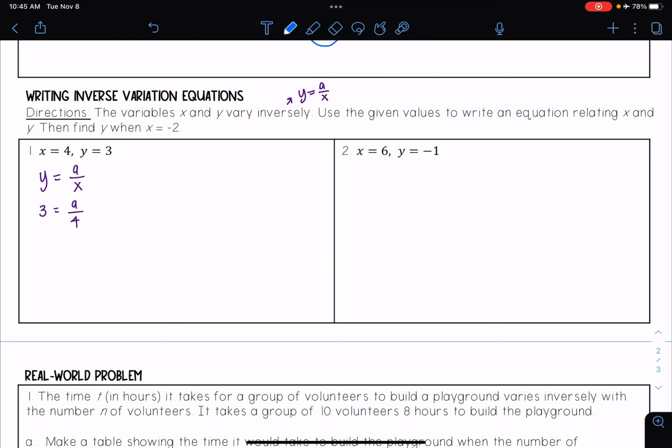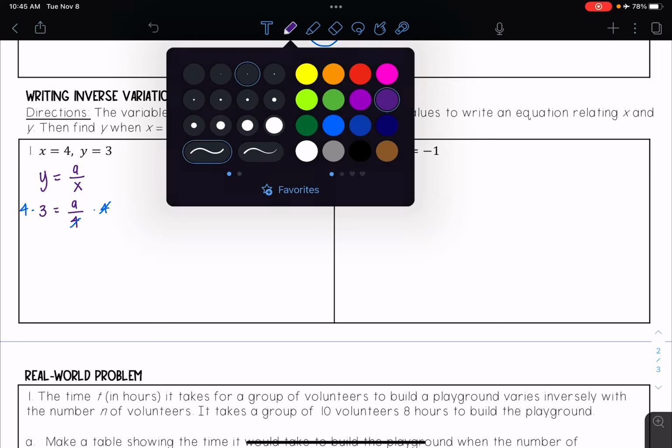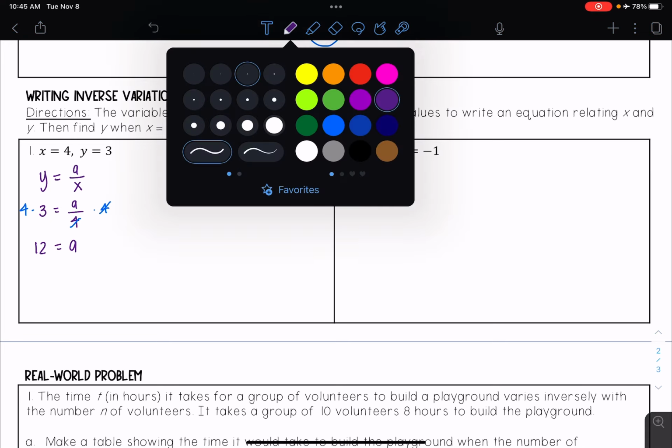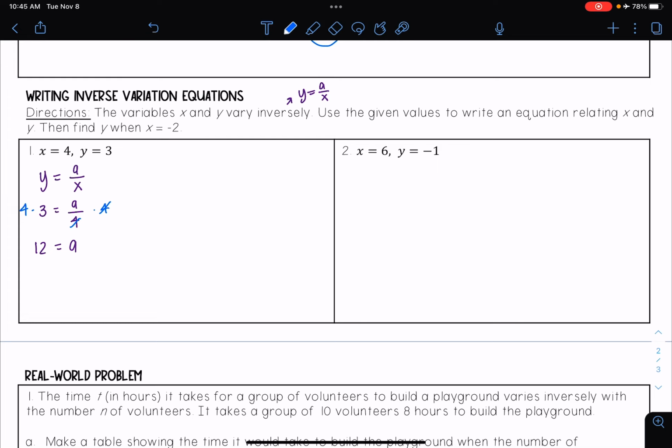And then solving that equation for a, I just need to multiply 4 on both sides. And so that gives me that 12 is equal to a. And so that means my equation that relates x and y is just going to be y is equal to 12 over x.